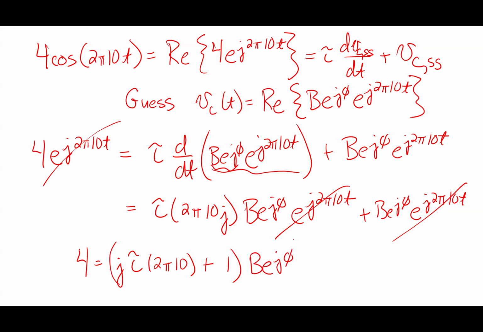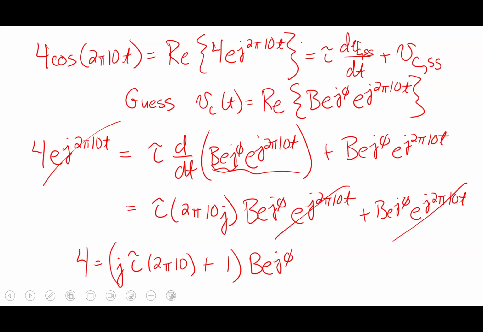Now I did a couple of things at once. What did I do? I see that b e to the j phi is in both of those terms, so I pulled it out. I used the distributive property here, and I wrote this thing like that. All right. So now what do I do next? Well, let's solve for b e to the j phi. So I can rewrite that whole thing: b e to the j phi equals 4 over 1 plus j 2 pi 10 times tau. All I did was rearrange this expression to solve for b e to the j phi.